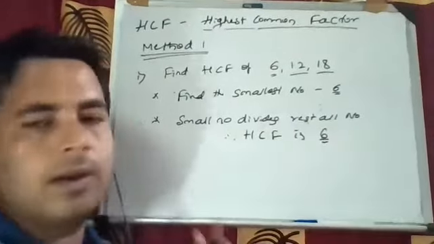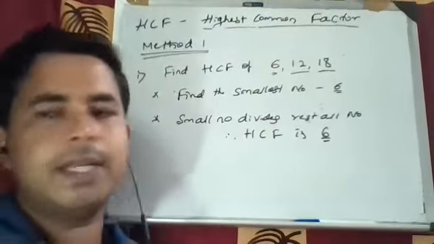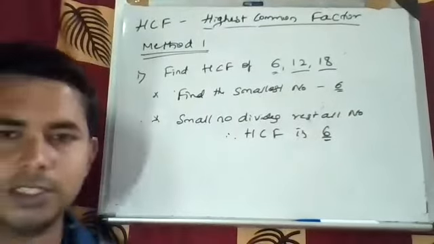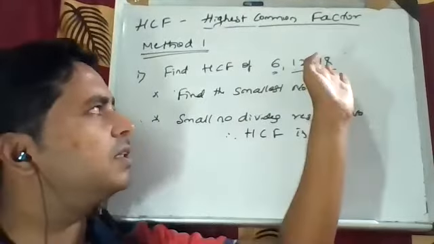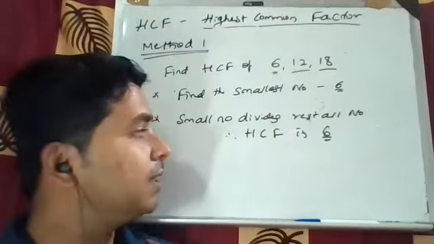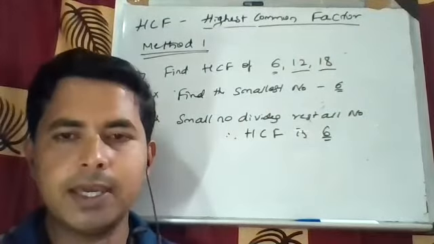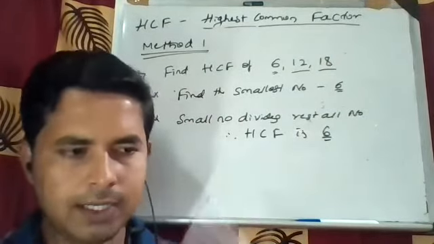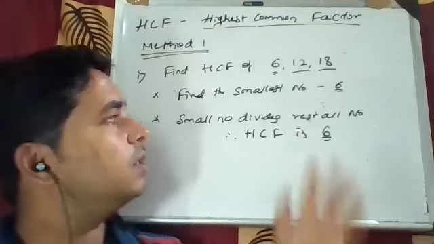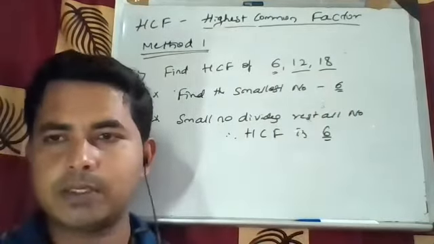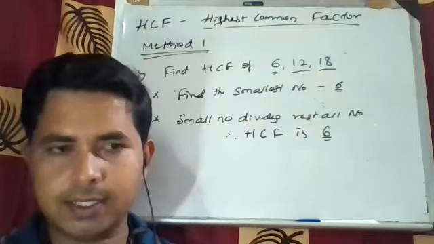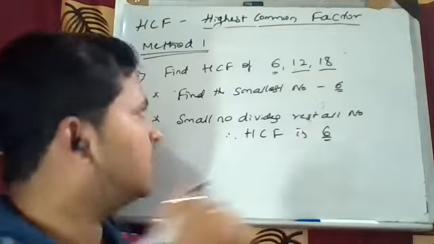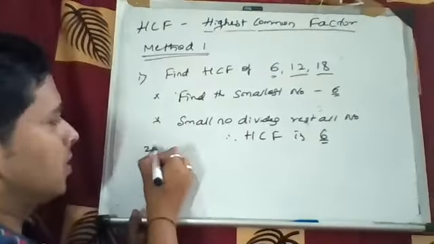6. Okay. So what is the method here? First find out the smallest number, and if your smallest number divides the remaining numbers, then that smallest number will become the HCF. Okay. This is one example. This is very short compared to the previous normal method. Yes. In the same way, I'll take one more example now.